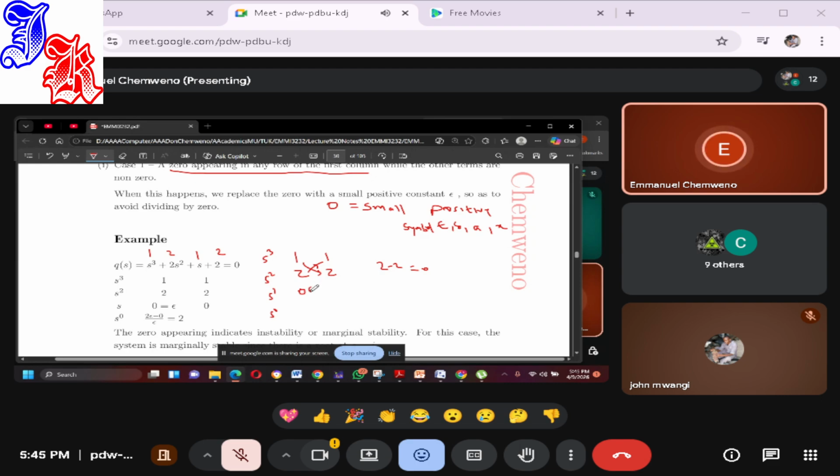So I'll replace this with a small positive, because I want to get this. So 2 epsilon minus 2 over epsilon. To get this, I'll multiply this times 0 and this times 0, which is a 0. Okay. This, we don't expect a term here because of the pattern. So this may not be the best example.